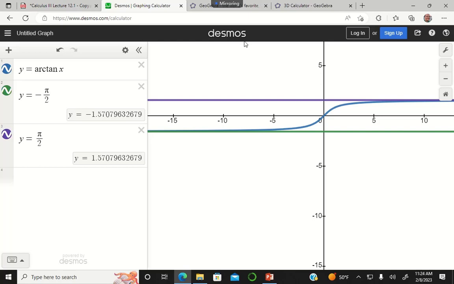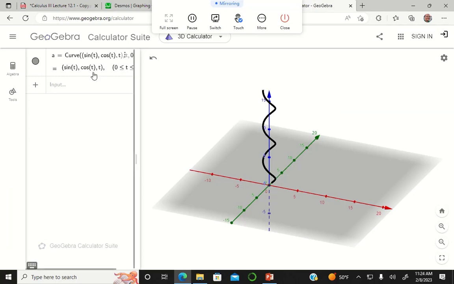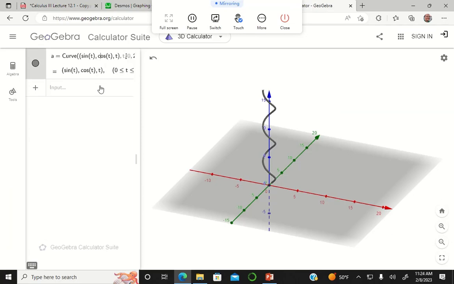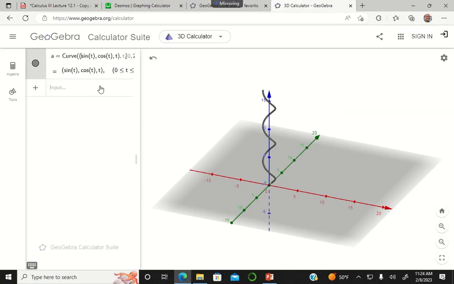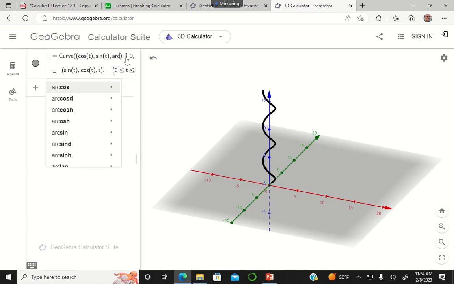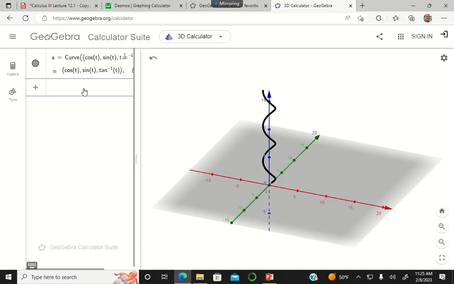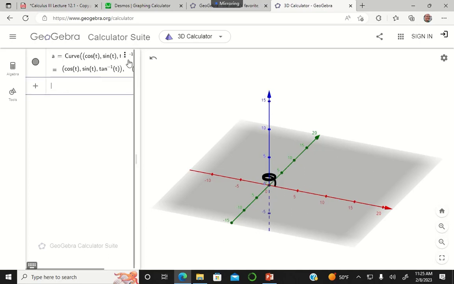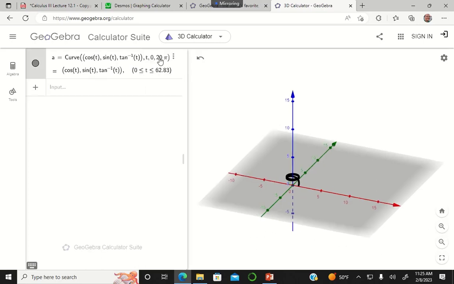So let's try to see what this looks like now in 3D space. I guess I'll go ahead and change this from sine to cosine, and this from cosine to sine, and then t is now arctangent of t. The next thing I'm going to do is make sure that t is allowed to be negative, so I'll make it like negative 20 pi here.